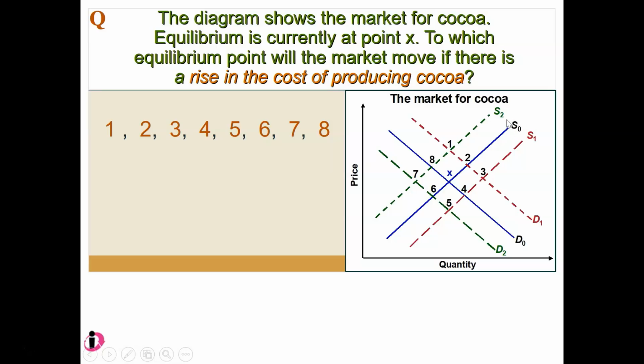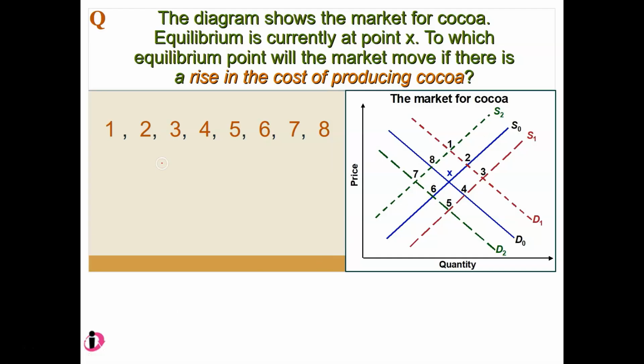So the original supply curve S0 will move towards a new supply curve S2. As a result, our new equilibrium will move from point X along the original demand curve, because the demand curve wasn't affected, towards a new equilibrium where our demand curve crosses the new supply. In other words, the location will be point 8. The correct answer is point 8. This is the point where original demand crosses the new supply.